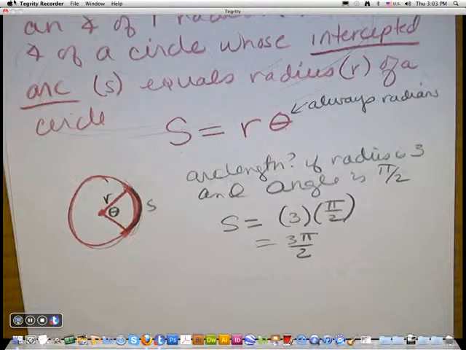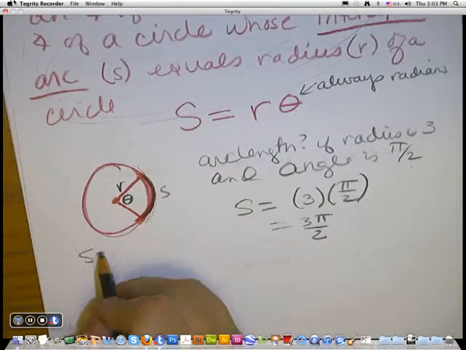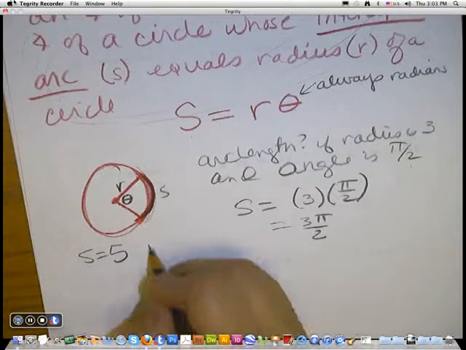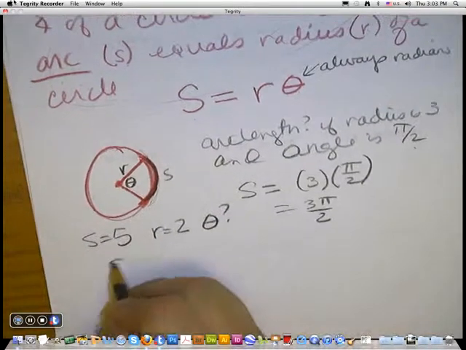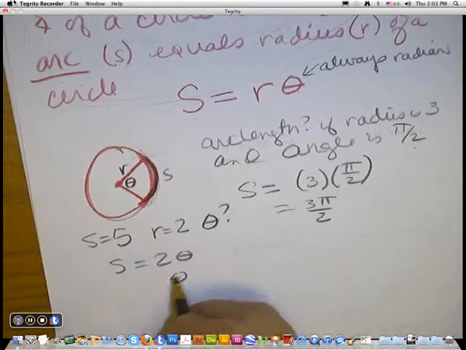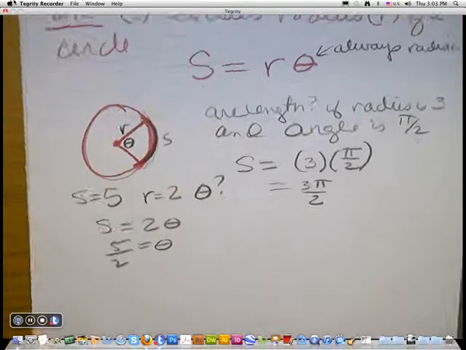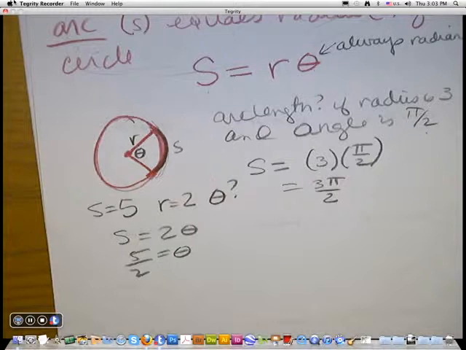You might be given the arc length is 5 and the radius is 2. What's the angle? Well, 5 is 2 theta, so theta must be 5/2. And there you go. Done. Don't make that too difficult.